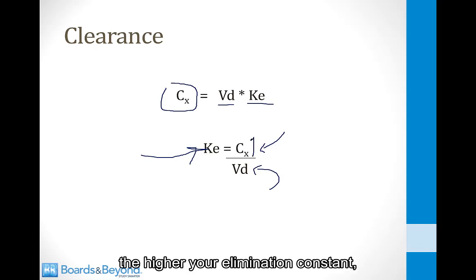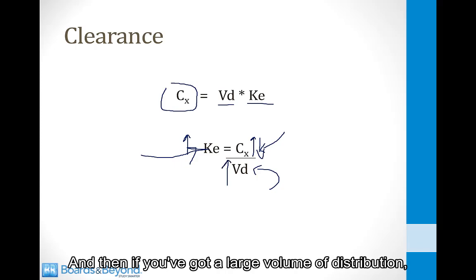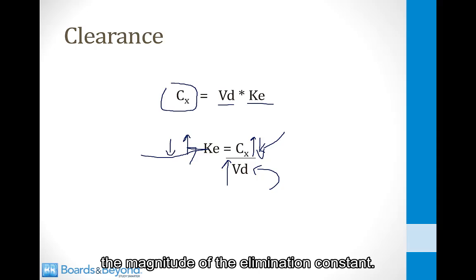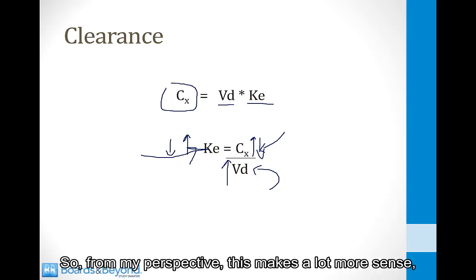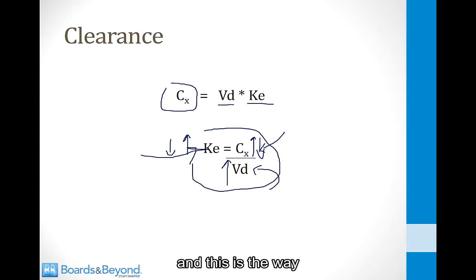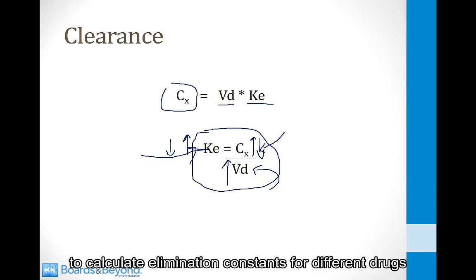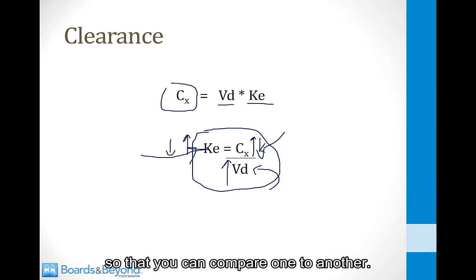The higher your clearance, the higher your elimination constant. Conversely, the lower your clearance, the lower your elimination constant. And then if you've got a large volume of distribution, this is going to shrink or decrease the magnitude of the elimination constant. So from my perspective, this makes a lot more sense. And this is the way it's usually used in the pharmacology literature to calculate elimination constants for different drugs so that you can compare one to another.